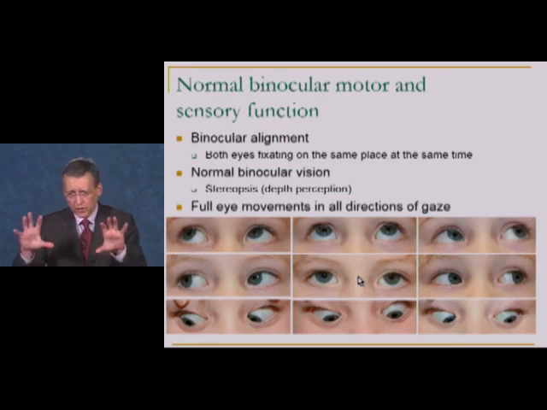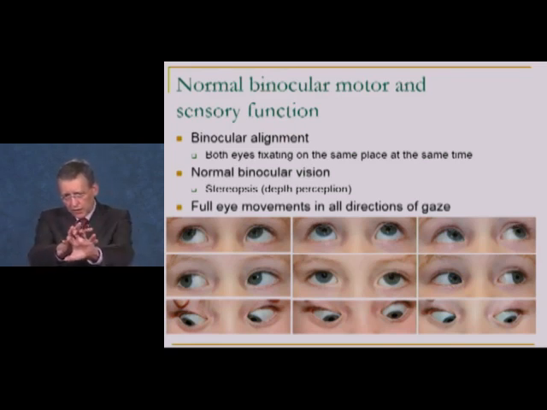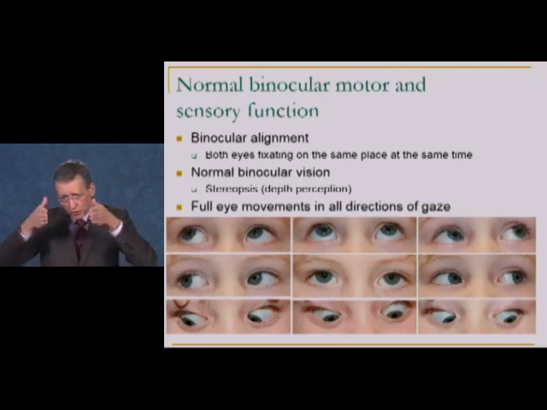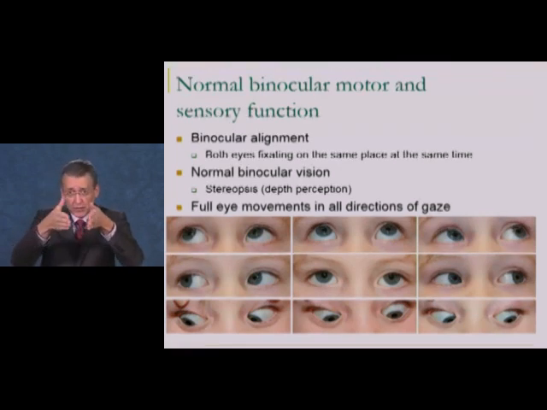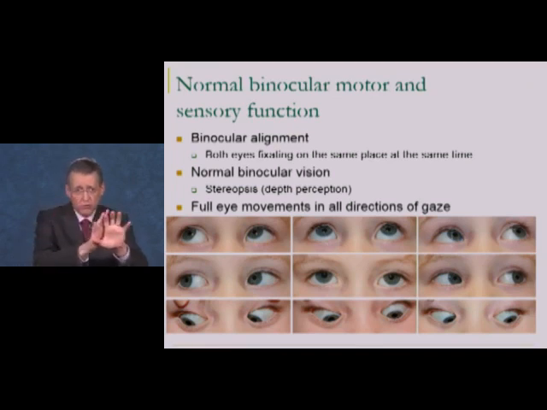You should have full eye movements in all directions of gaze, as is shown here. And when those eyes line up and lock in, you should be able to have binocular vision fusion, if you will, of the two images that the two eyes see into one world view, and that in turn, because each eye has a slightly different perspective, gives you depth perception. So normal function is good alignment, good movement, fusion, stereopsis.